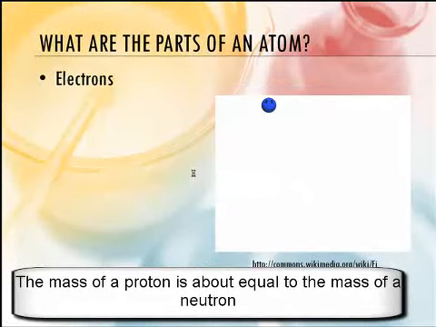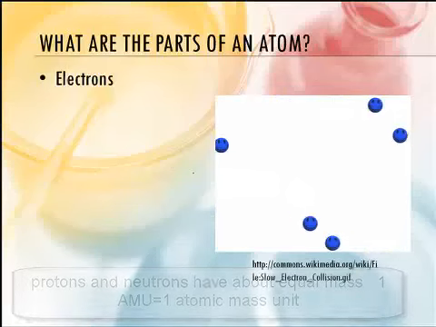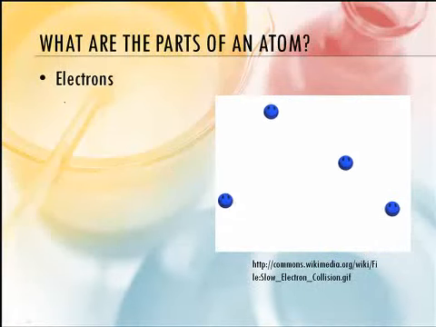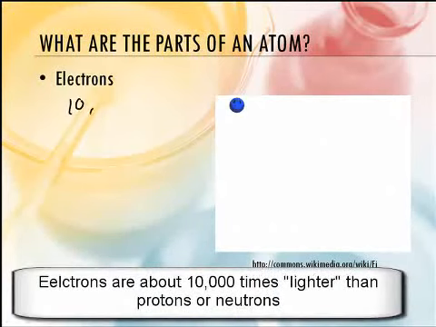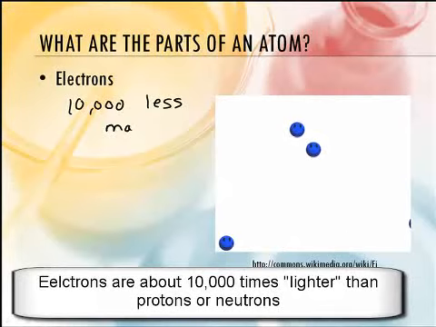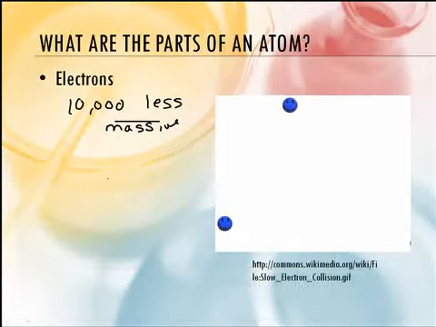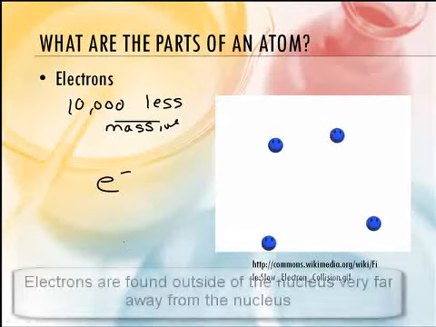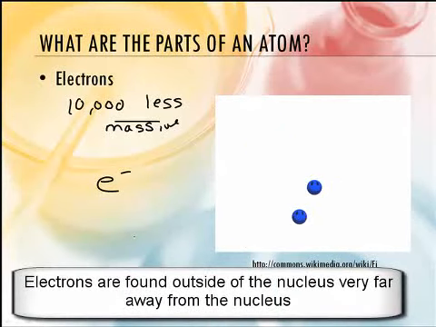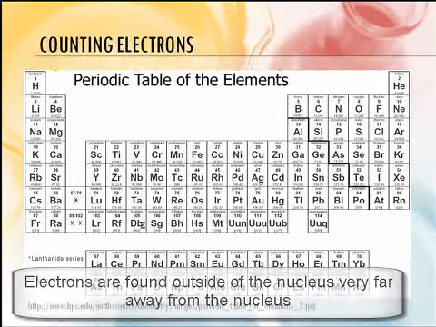And then lastly, there are electrons. And I've got them moving here. That's kind of cool, isn't it? Electrons are much, much smaller than protons and neutrons. In fact, they're about 10,000 times less massive. And they are very small. And they are abbreviated e negative, because they have a negative charge. And where do you find them? They're kind of buzzing around the nucleus, on the outside somewhere. And they're kind of moving in the picture there.